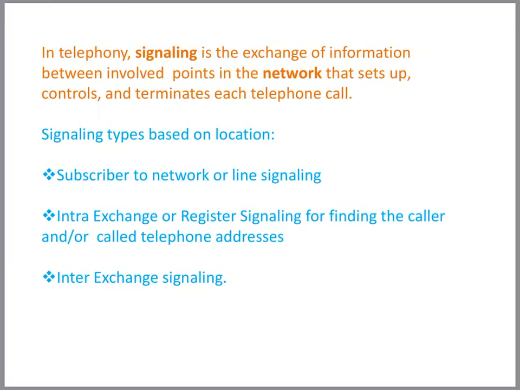The first thing is the subscriber based signaling or line signaling, where the subscriber dials the telephone and the telephone dial tone goes to the exchange. So this is the line signaling. Second, once the signal reaches the exchange, there is intra exchange signaling or register signaling. That is for finding either the caller or both the caller and the called telephone addresses from the register located in the telephone exchange. And third are the trunk calls, like the inter exchange signaling from one exchange to the other exchange.